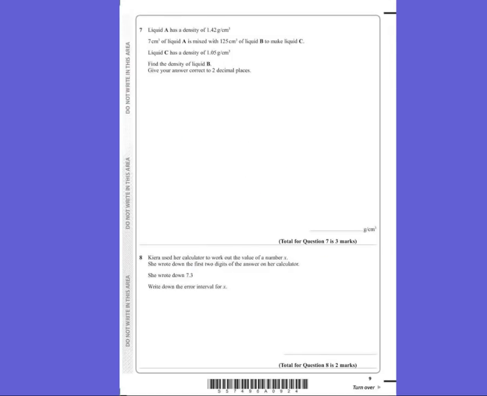Question 7. Liquid A has a density of 1.42 grams per centimetre cubed. 7 centimetres cubed of liquid A is mixed with 125 centimetres cubed of liquid B to make liquid C. And liquid C has a density of 1.05. Find the density of liquid B.